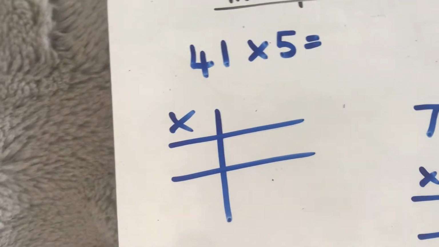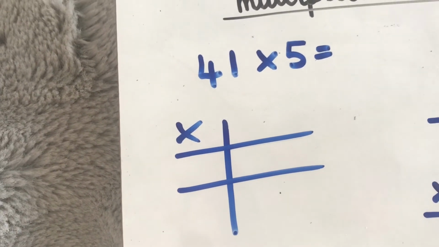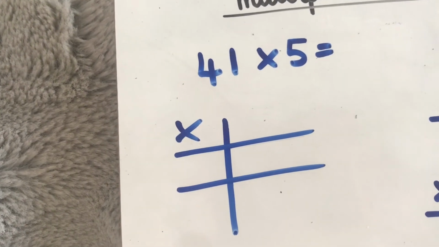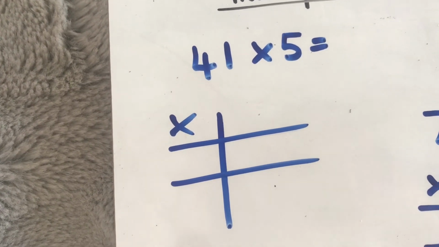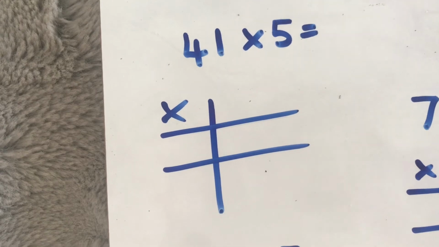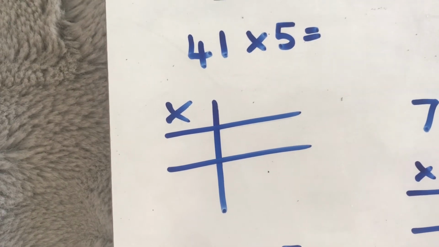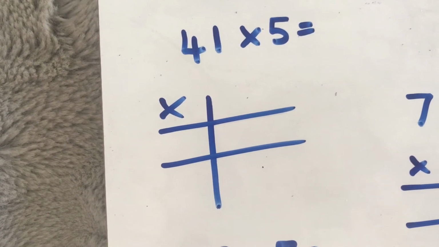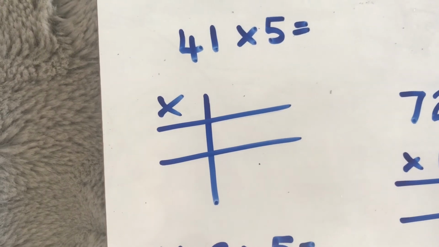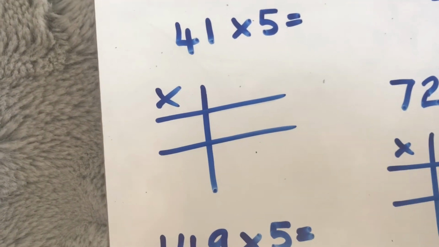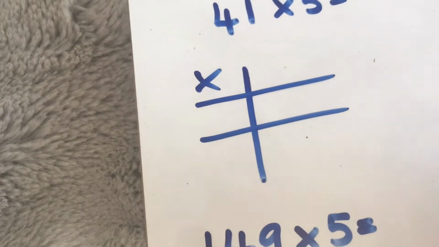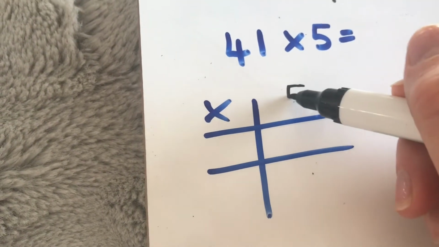Okay, let's have a go at a few more then. So now we've got 41 times 5. If you've got a piece of paper Y3, can you please get that now and have a go with me? Draw your grid, look, 1 vertical line, 2 horizontal lines. Put your X up in the top left corner and then we'll put our numbers in the correct place. Okay, so can you remember where the 5 is going to go? The 5 is going to go here, look.